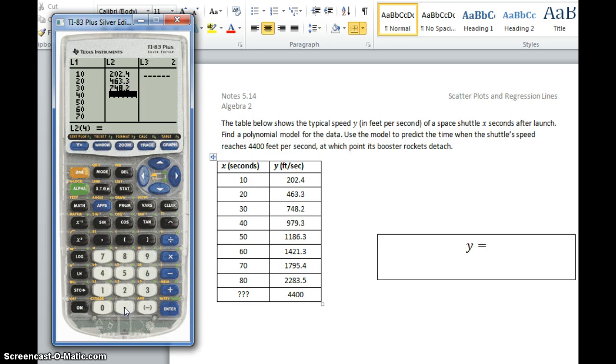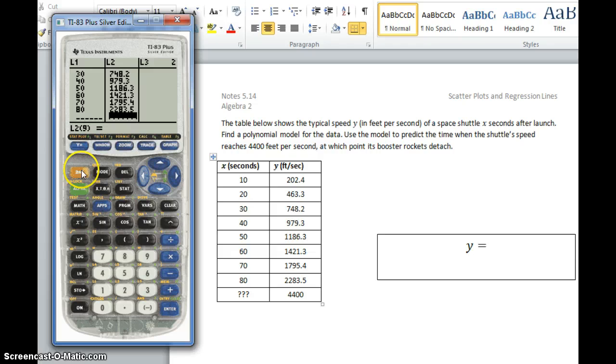You're starting to get the idea already that the longest part of this problem is going to be entering in data. 1186.3, 1421.3, 1795.4, and 2283.5. Notice I'm not putting in the 4400 because that's something we're going to use to make a prediction later on. That's not an actual data point that we have. So here we go. We're almost done.